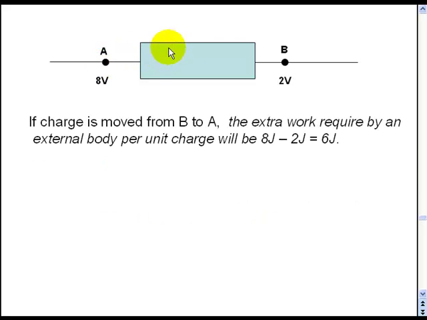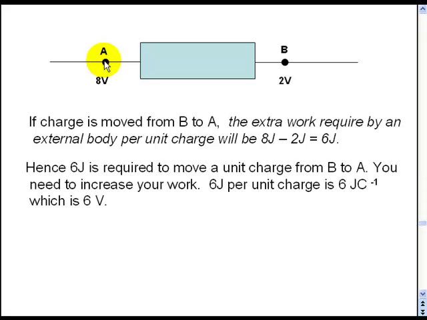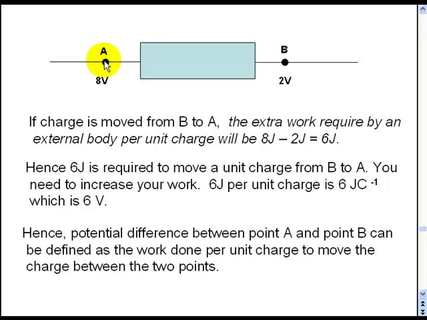If charge is moved from B to A, the extra work required by an external body per unit charge will be 8 joules minus 2 joules, which is equal to 6 joules. Hence, 6 joules is required to move a unit charge from B to A. You need to increase your work. 6 joules per unit charge is 6 joules per coulomb, which is 6 volts. Hence, potential difference between point A and point B can be defined as the work done per unit charge to move the charge between the 2 points.